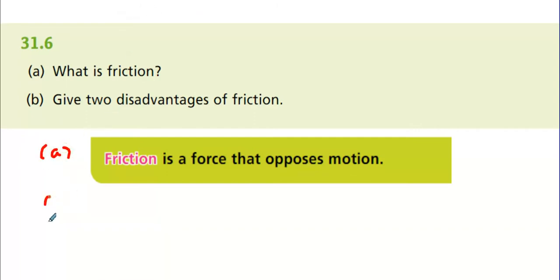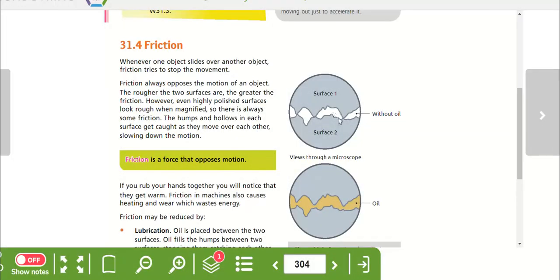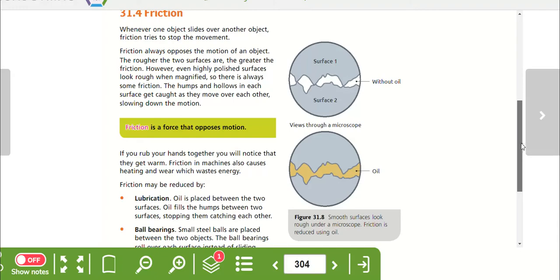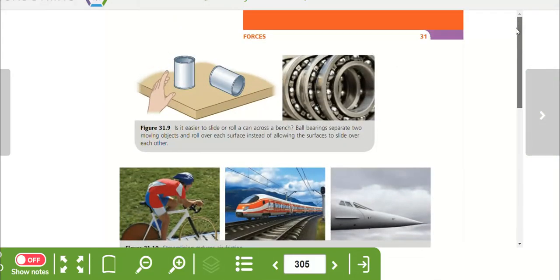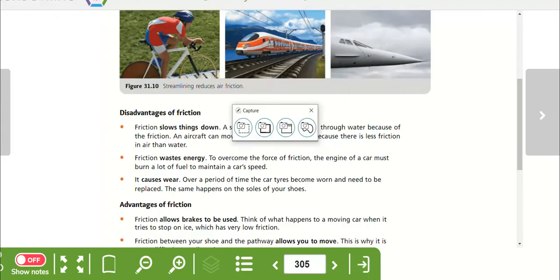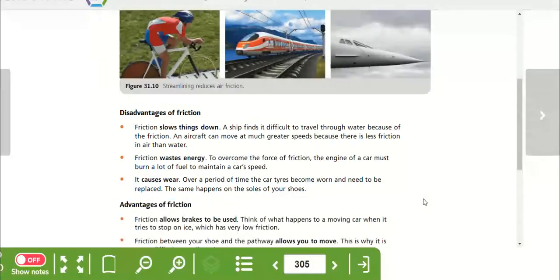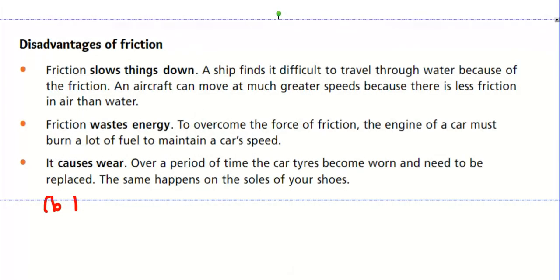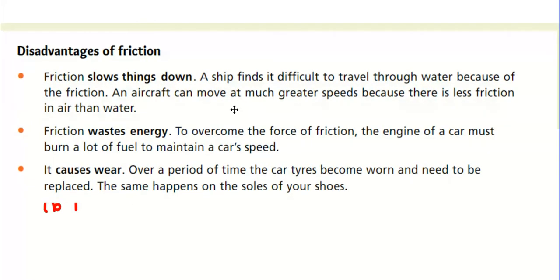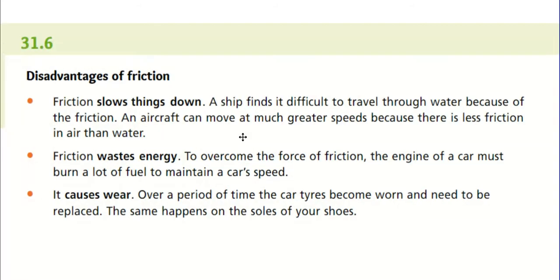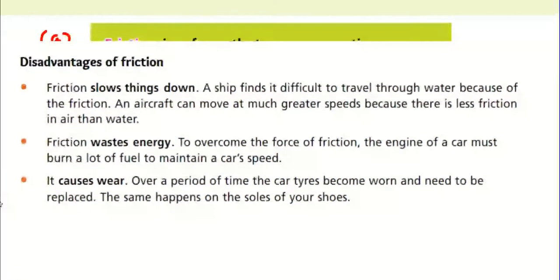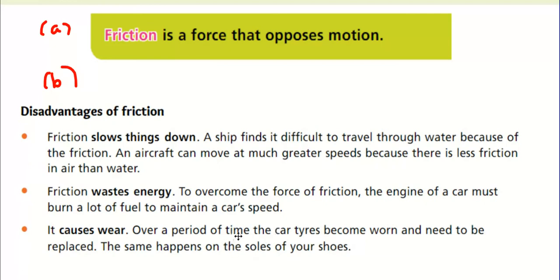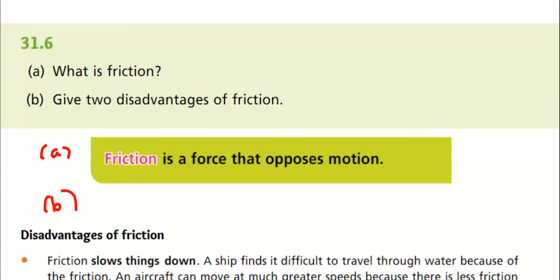Now, give two disadvantages of friction. Now, where would we find that in the book? Okay, friction, I suppose, can wear your tires out and ball bearings out. So take any of these disadvantages of friction here. Friction slows these things down. A ship finds it difficult to travel through water because of friction. Aircraft move at much greater speeds because there's less friction in air than water. Friction wastes energy. To overcome friction, the engine of a car must burn a lot more fuel to maintain the car's speed. It also causes wear. Over a period of time, car tires become worn and need to be replaced. The same happens on the soles of our shoes. Okay, so there are our disadvantages.